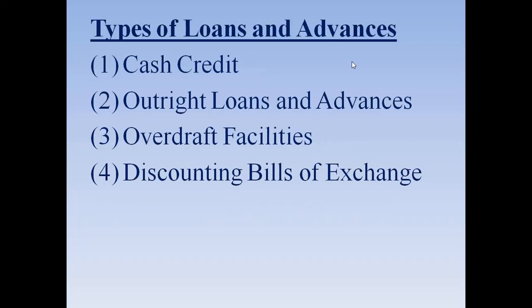And regarding loans, we have cash credit, outright loans and advances, overdraft facilities, and number 4, discounting bills of exchange. So number 1, cash credit.